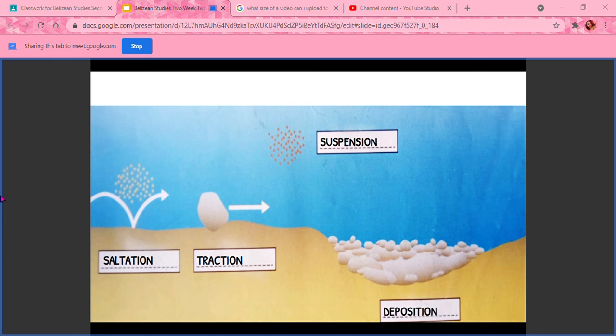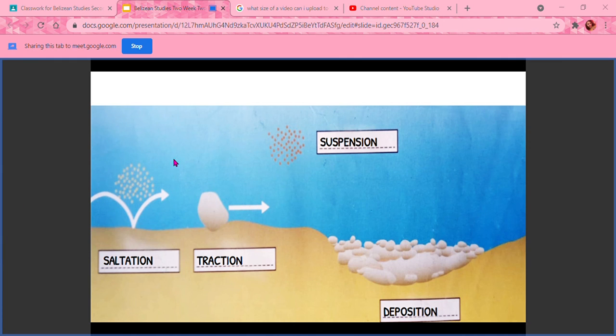Now, your assignment is to create one like this. The assignment that I have posted in Google Classroom asked you to create a diagram of a river that shows one way of erosion, one way of transportation, and one way of deposition. Here I have 2 ways of transportation. You only need to do one, right? So I need to see 3 things being labeled in your diagram.